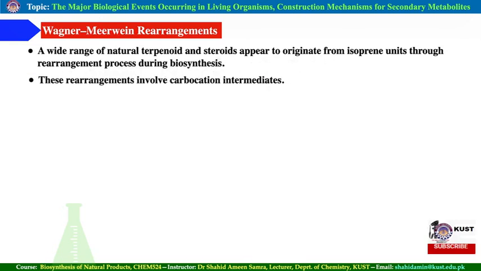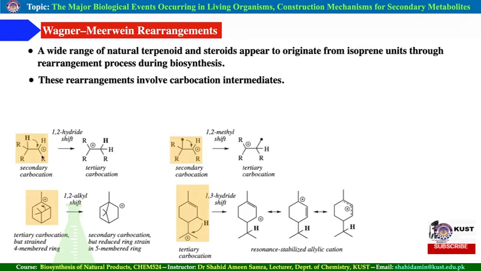These rearrangements involve carbocation intermediates. Carbocations are positively charged ions that have the positive charge on a carbon atom. Here we can see some carbocations. This is a carbocation because it contains a positive charge on one carbon. This is another carbocation that has been formed as a result of transformation. And here is another carbocation, and some other carbocation shown here.